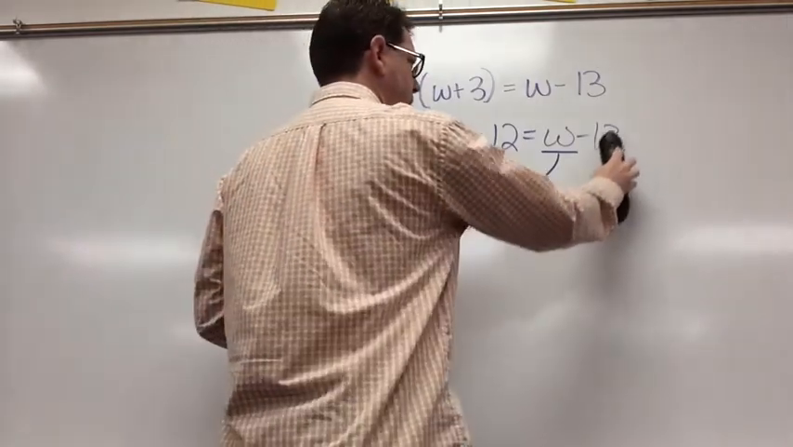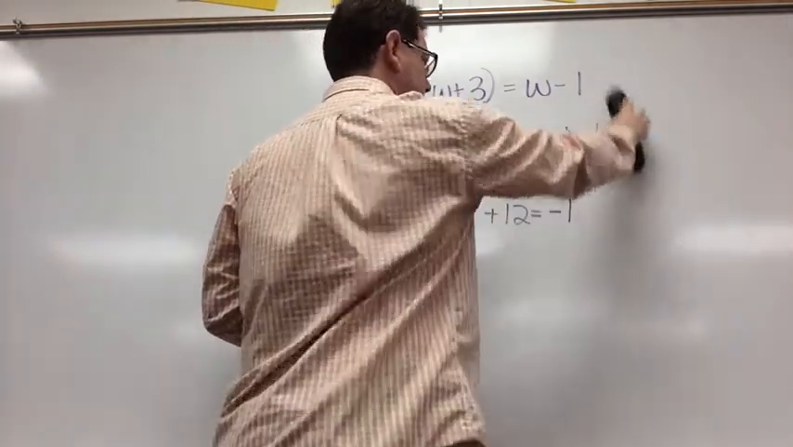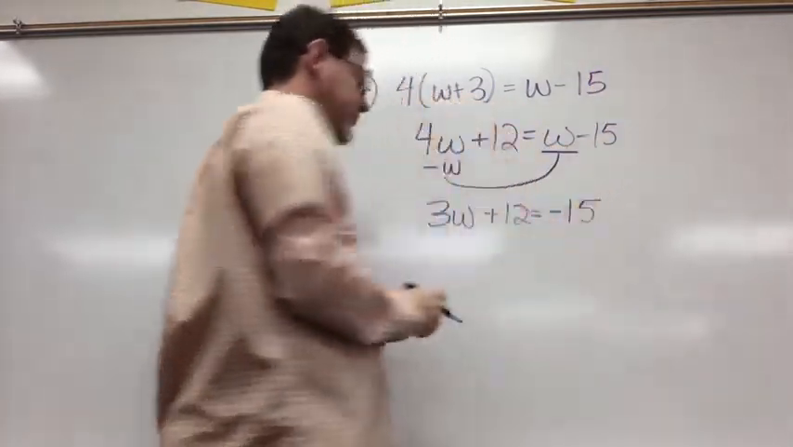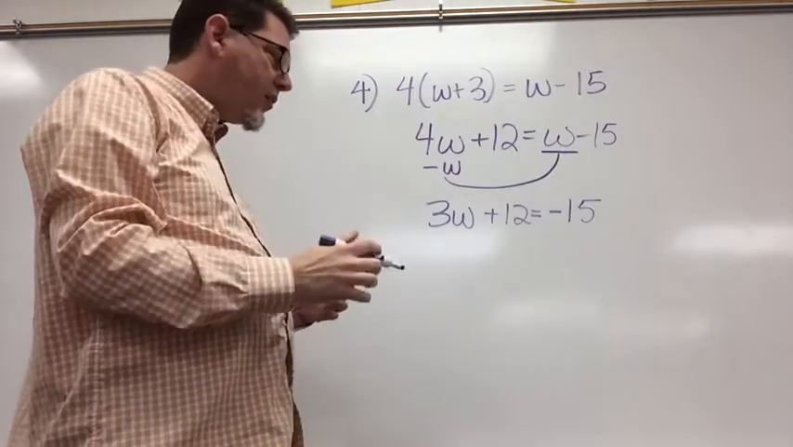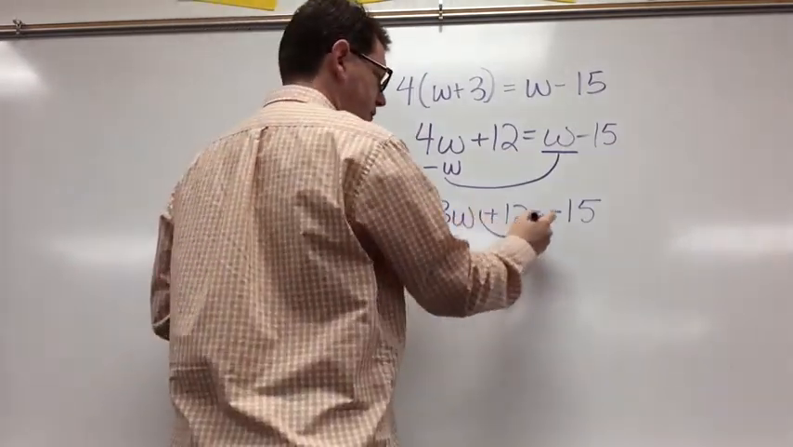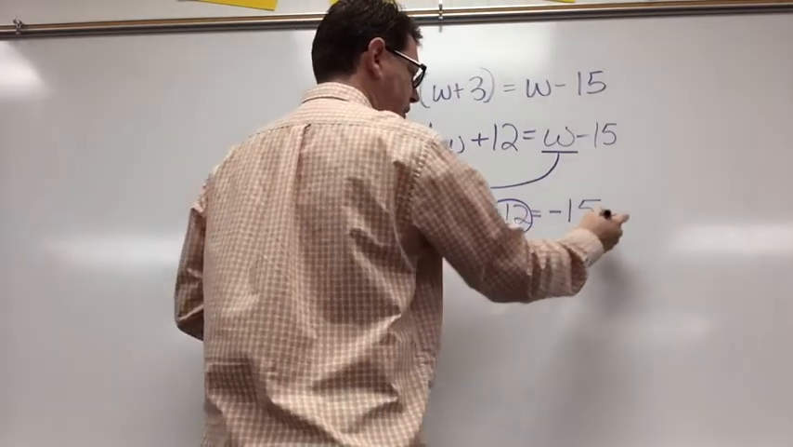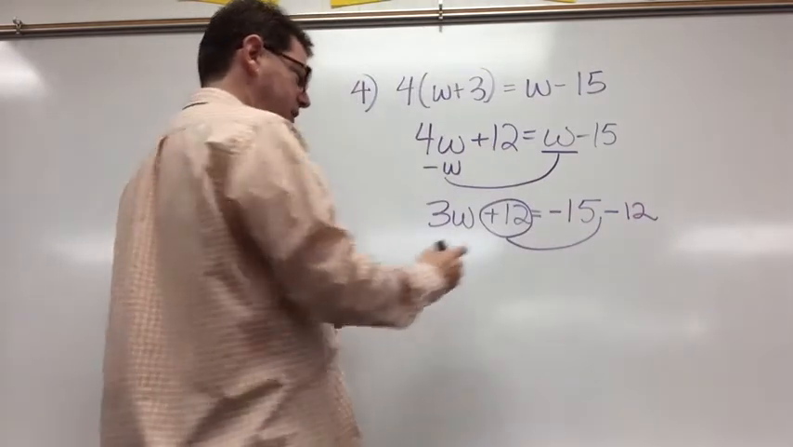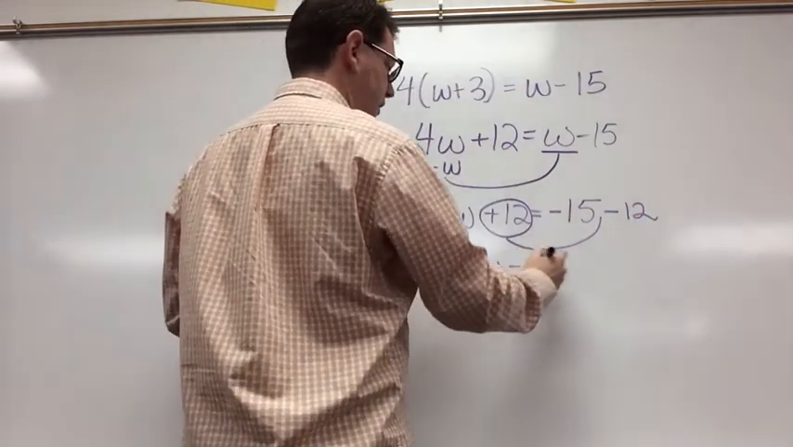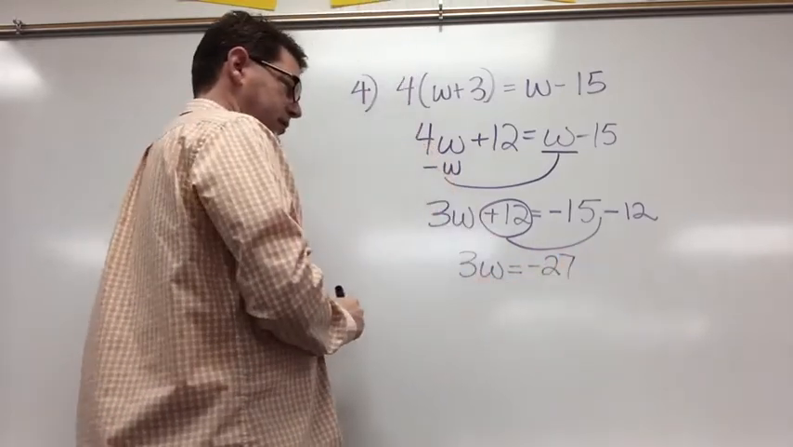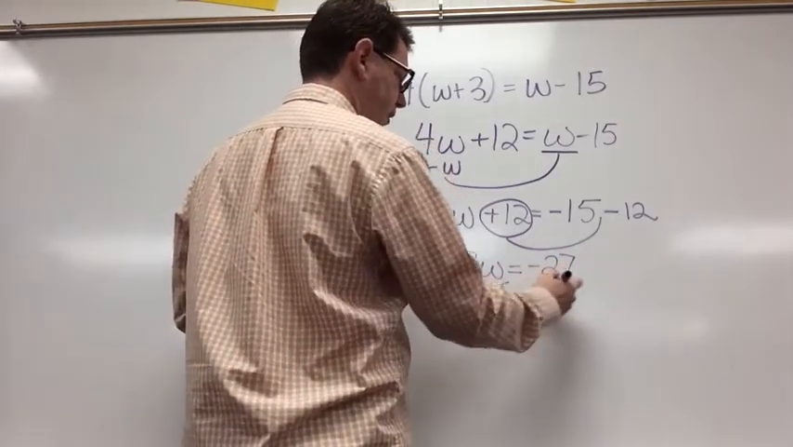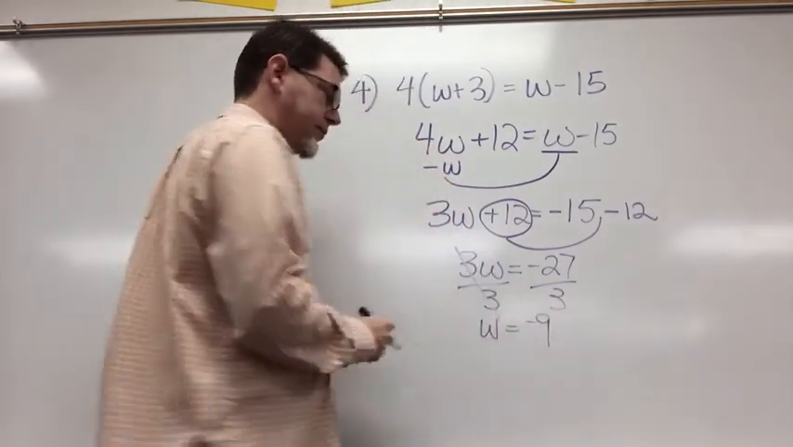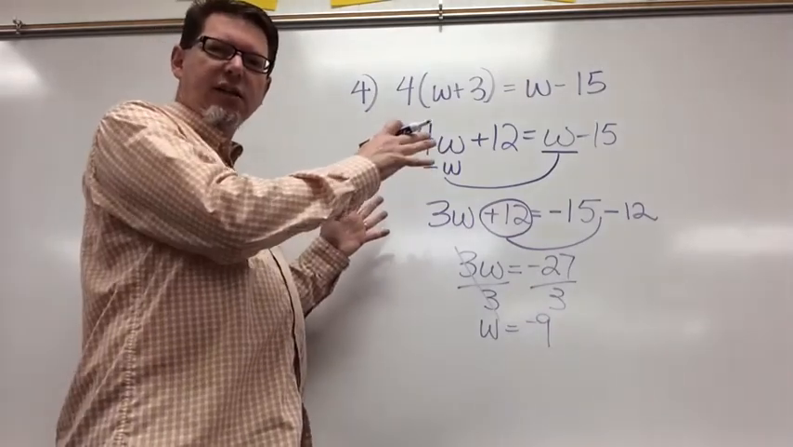Except that I wrote the problem down wrong. That's supposed to be a 5. So we're going to change that to a 5. Another little bit of magic. 3 becomes 5. Now I'm going to take this 12 and I'm going to move it to the other side, and it becomes minus 12. So I get 3w equals negative 27. Divide by 3. w equals negative 9. Magic.